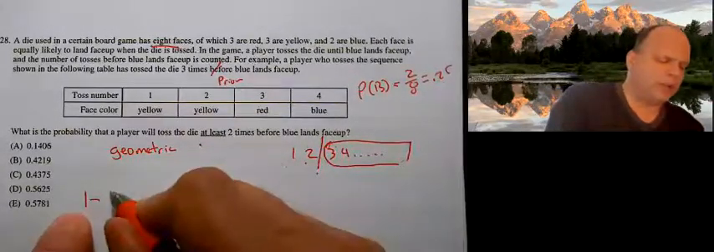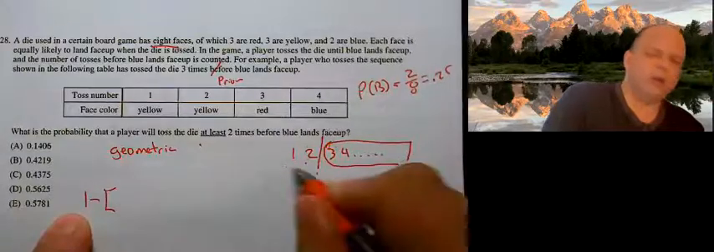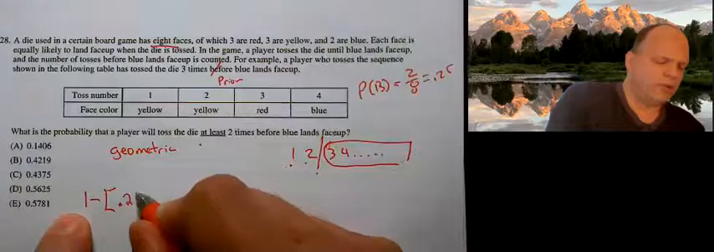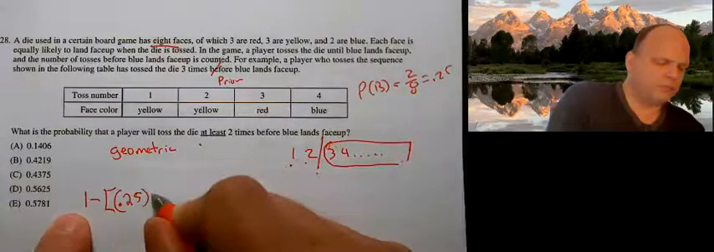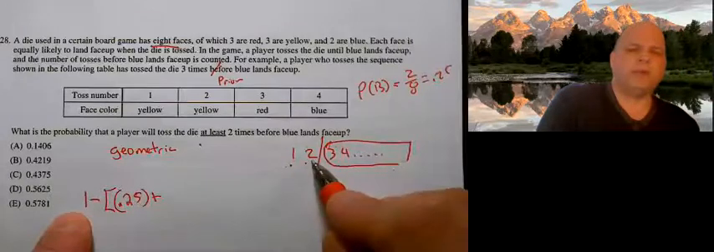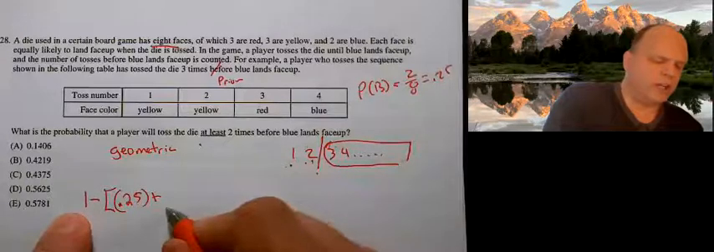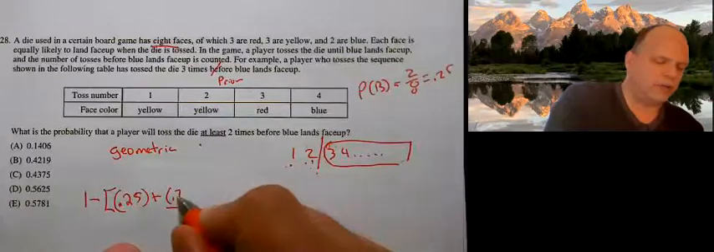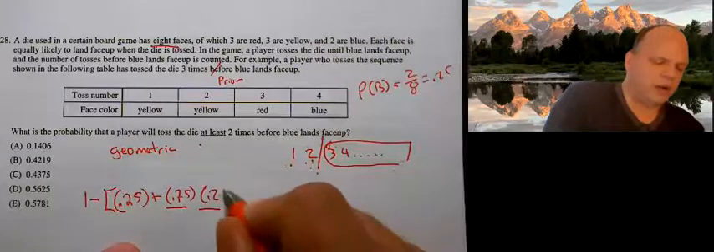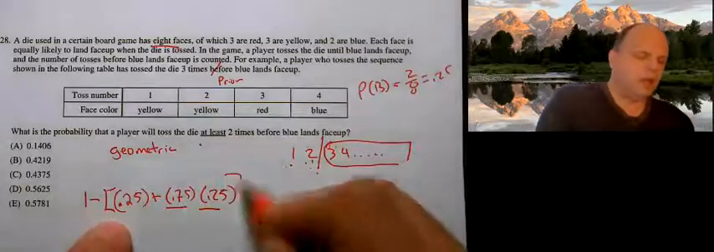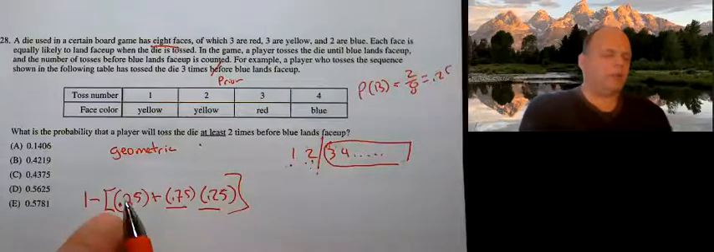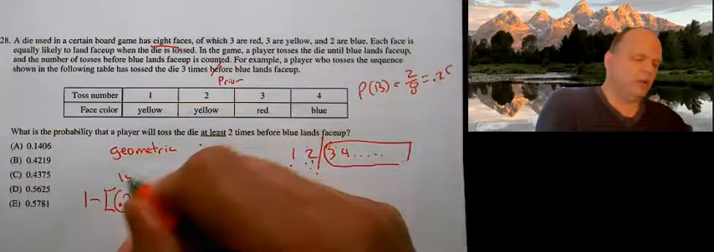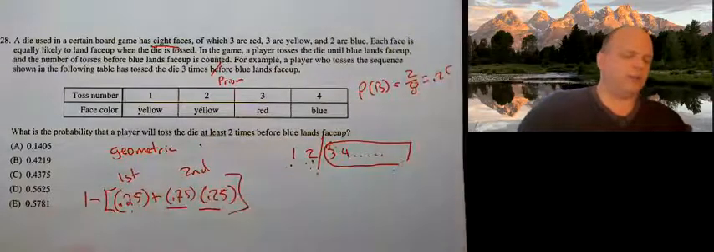So 1 minus the probability that it occurs on the first one. Well, the probability of getting a blue here is 0.25. Plus, what's the probability of getting it on the second one? Well, the probability of getting to the second one means I didn't get it on the first one, but then I did get it on the second one. All right, so this is the probability that it occurred on the first one or the second one. And we subtract that from 1 because it's an at least.